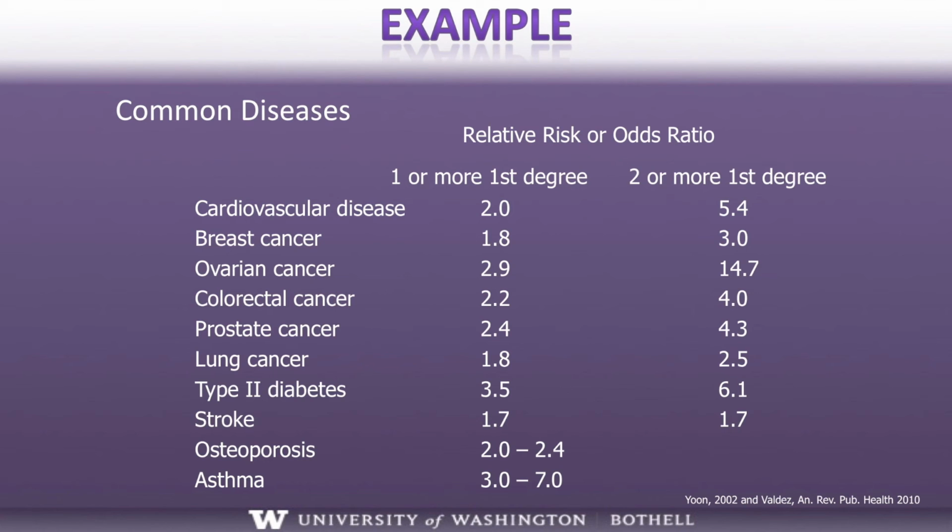Family health history assessments can also reveal risks for common diseases. For example, if you have one first-degree relative with cardiovascular disease, you have twice the risk for developing the condition yourself. If you have 2 first-degree relatives, that number increases to over 5 times the normal risk. The advantage to knowing about risk for common diseases is that many have known prevention measures that can be recommended to patients.